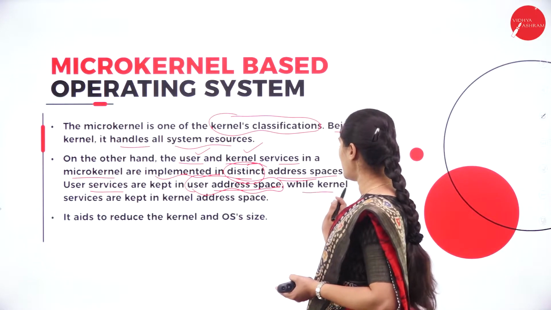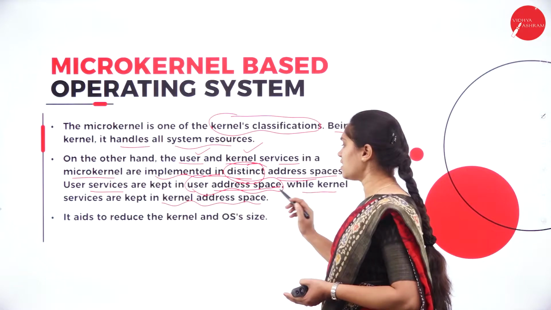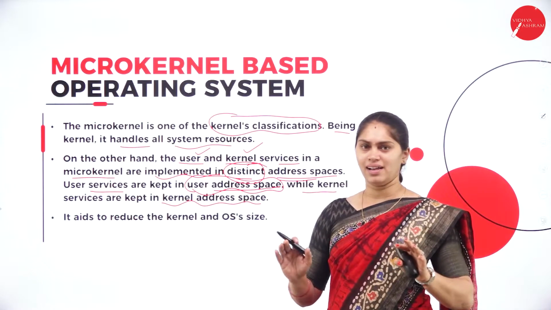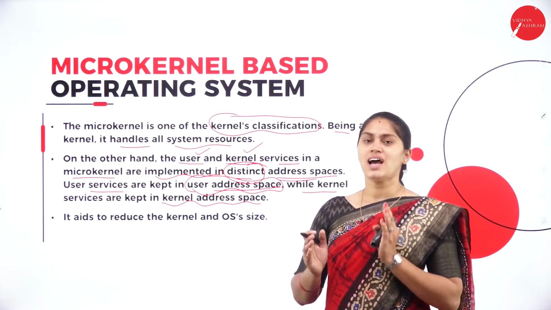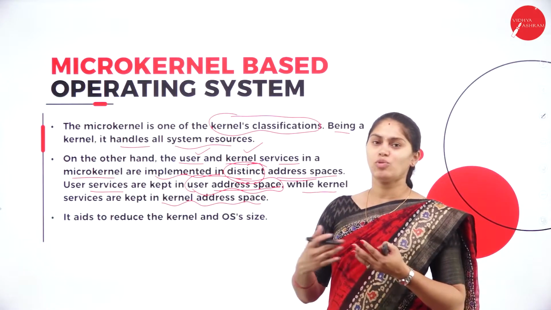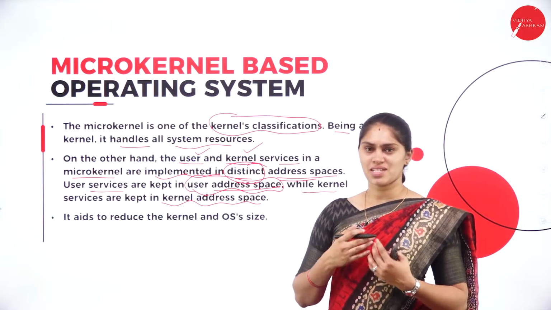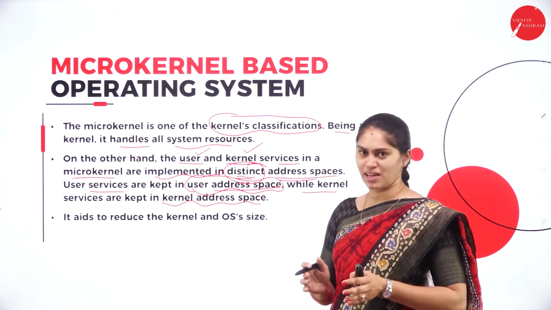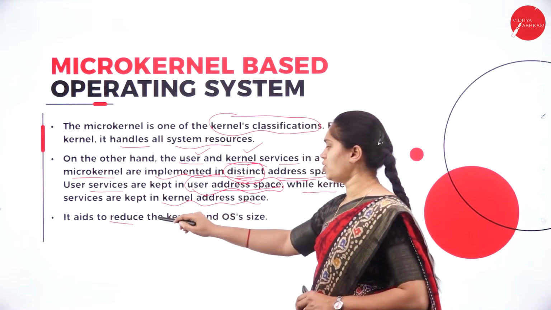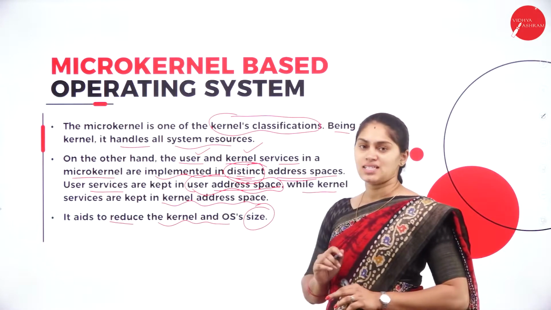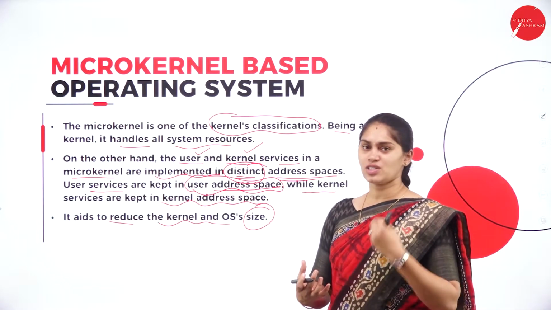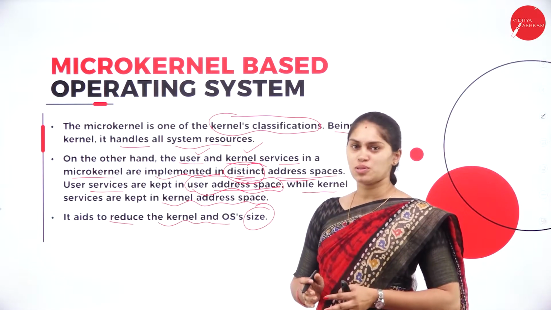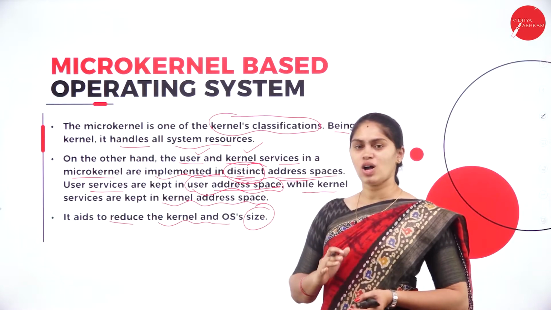Along with that, the kernel services are kept in the kernel service space. So it handles the memory and the devices separately. There is no clash between the user service and kernel service. There will be communication and interchange of the services, but they are separated and have distinct address spaces. Then it is going to reduce the kernel and operating system size. When the kernel size becomes larger, if it is holding user services also, then the size will become high. In order to reduce all those burdens, we have this microkernel operating system.